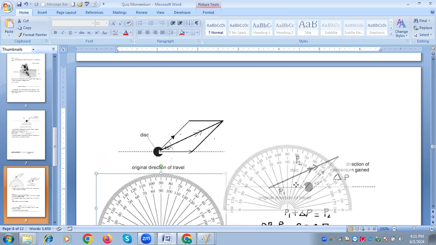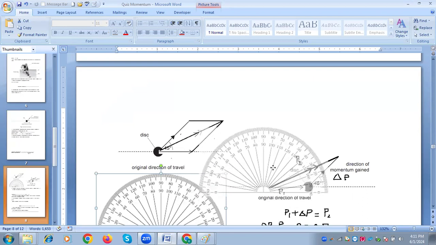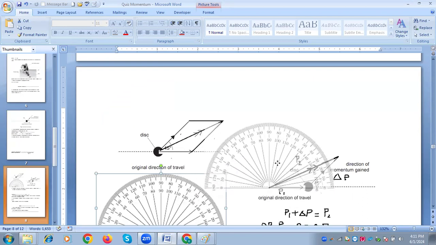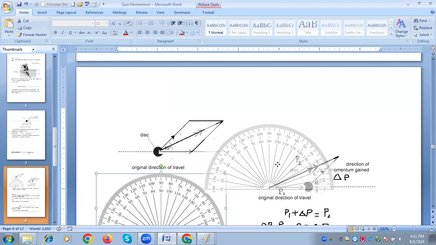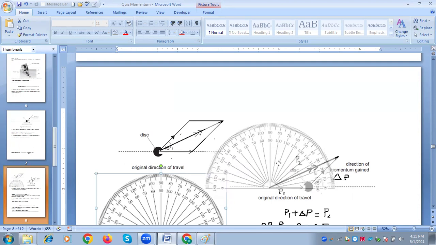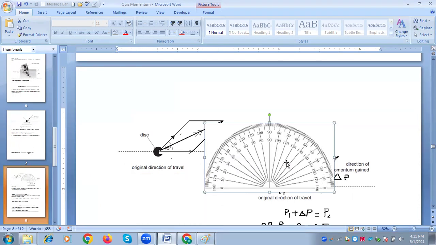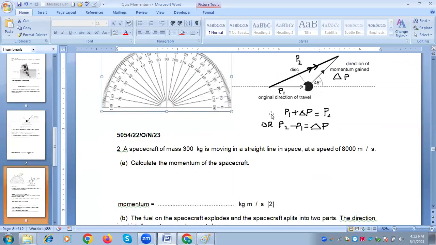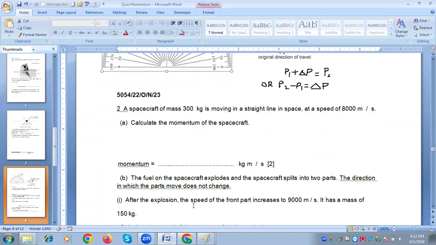Initial direction P1 and change in momentum. So you will have to measure the length here using a ruler and that will give you the magnitude. The angle in both the diagrams is the same, that is 26 degrees or 25 degrees with respect to the initial direction. Okay, so this will be your direction of change in momentum. So here you will have to measure the length using the ruler, of this or this, and then the direction also.